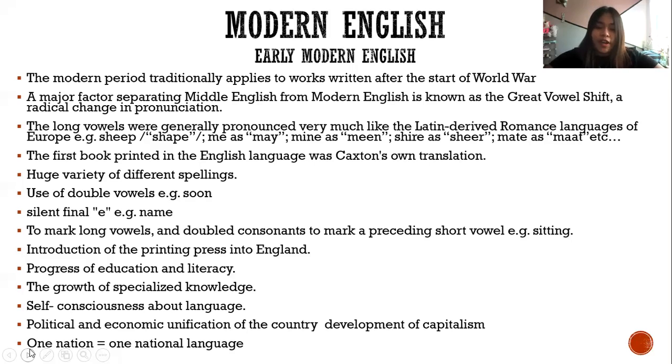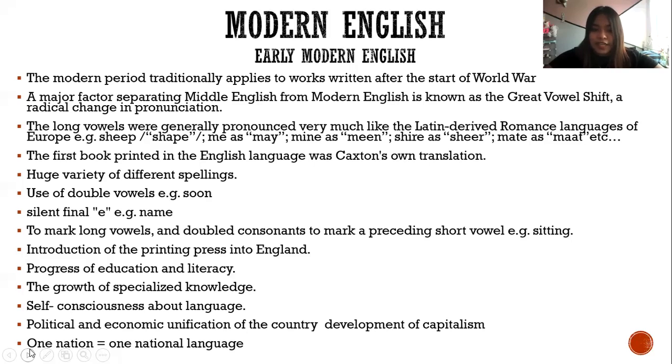The final major factor in the development of modern English was the advent of the printing press, one of the world's great technological innovations, introduced into England by William Caxton. The first book printed in the English language was Caxton's own translation.